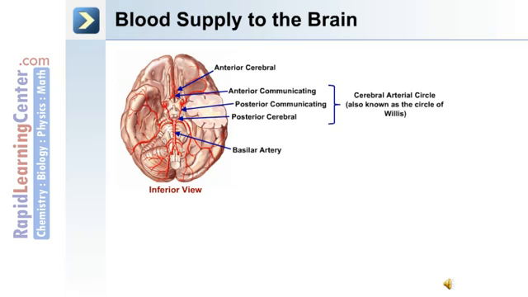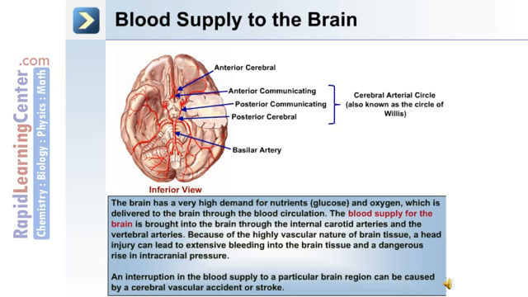This image depicts the major branches of the blood supply to the brain. This image is an inferior view, and starting at the posterior end you can see the basilar artery. The cerebral arterial circle, or the circle of Willis, is made up of the anterior communicating, posterior communicating, and posterior cerebral. There is also the anterior cerebral artery. These give rise to smaller vessels which supply the brain tissue.